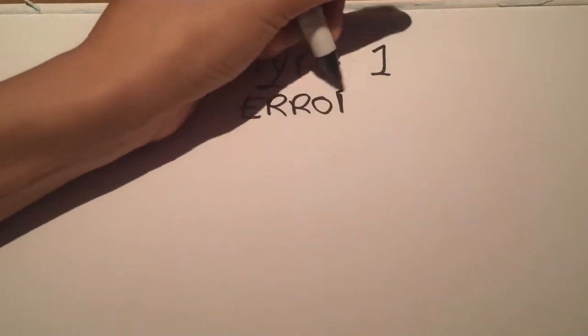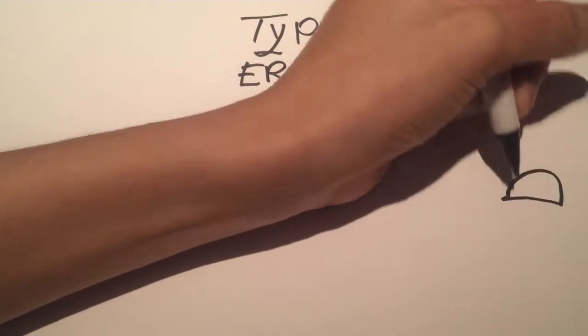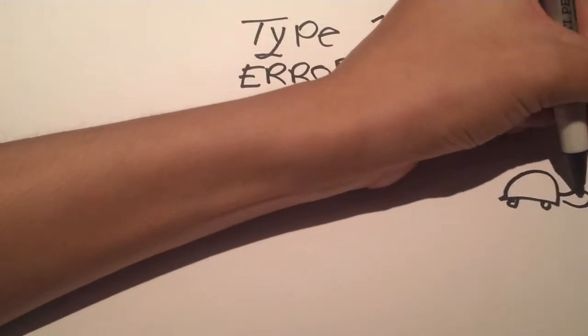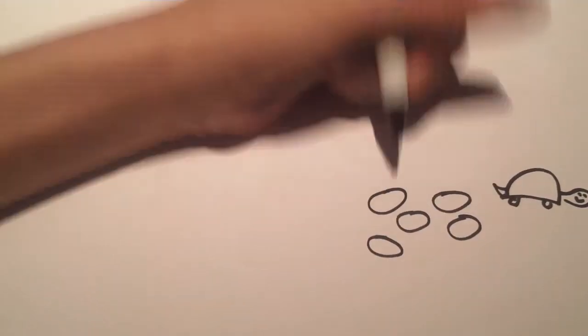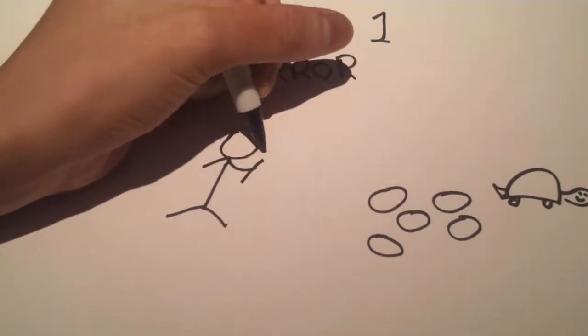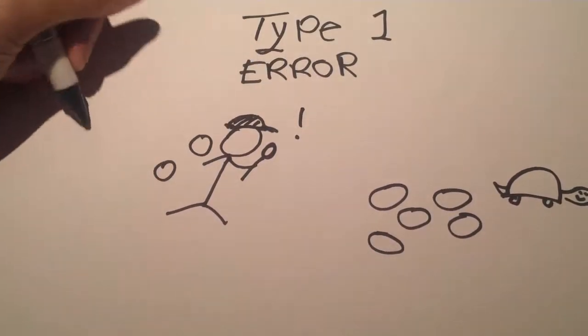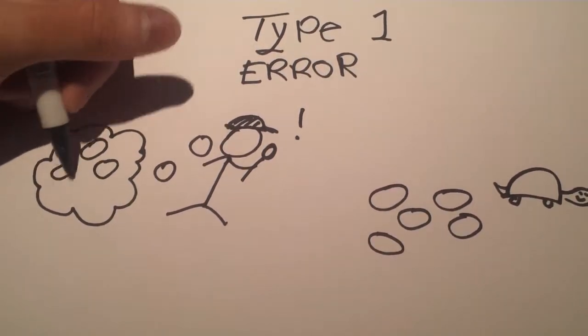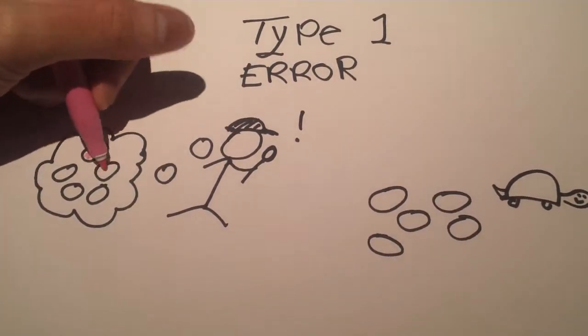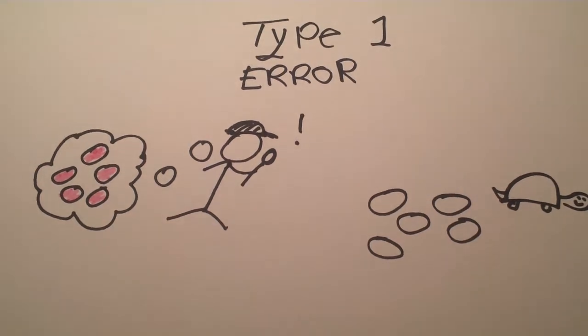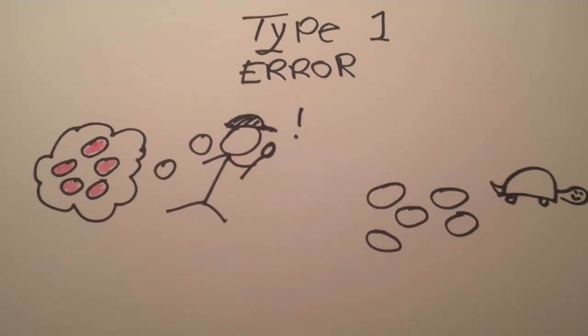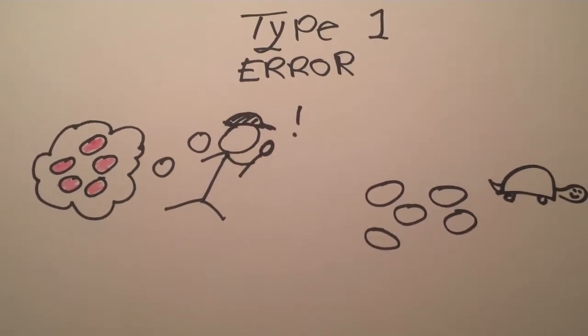Firstly, there are 2 types of error, type 1 error and type 2 error. Type 1 error is known as false positive. So what exactly is false positive? A scientist goes on a hunt for rare turtle's eggs. He found a pile of eggs and thinks that it is the eggs of a rare turtle. However, in actual fact, the eggs belong to an ordinary turtle. This error is what we call a type 1 error or false positive.